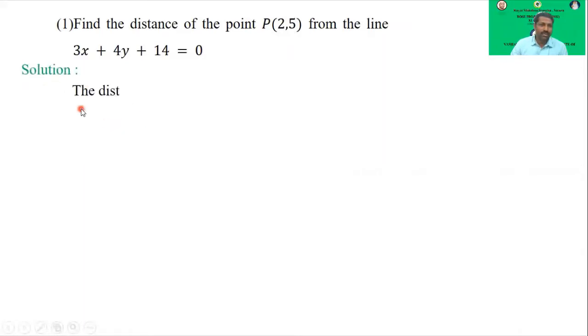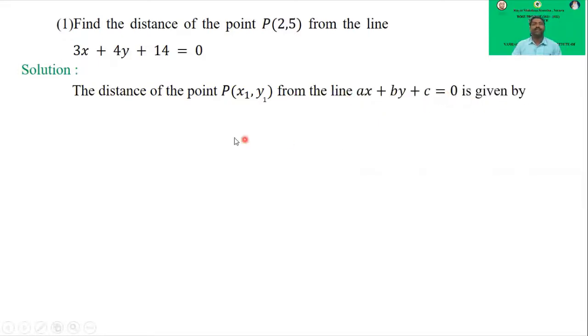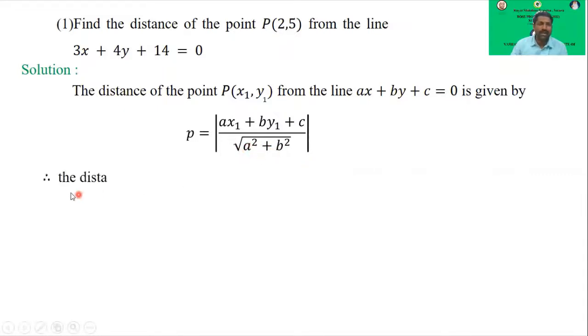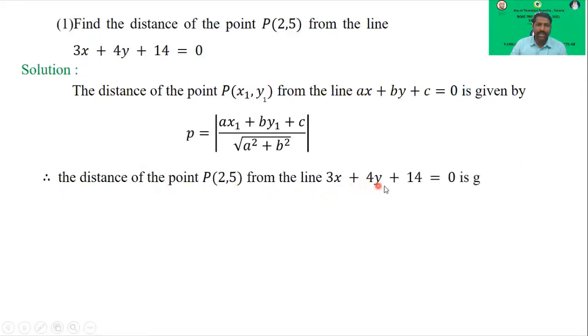So solution: the distance of the point P(x1, y1) from the line ax plus by plus c is equal to 0 is given by d equals |ax1 plus by1 plus c| upon root a square plus b square. In the given equation of a line, x and y are replaced by x1 and y1, and divided by the square root of the sum of squares of the coefficients of x and y.